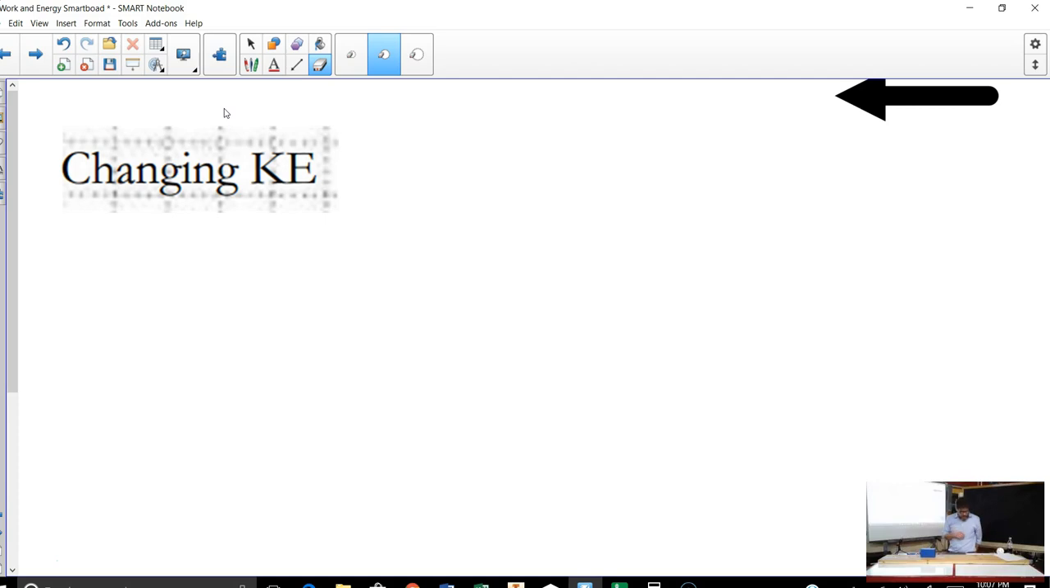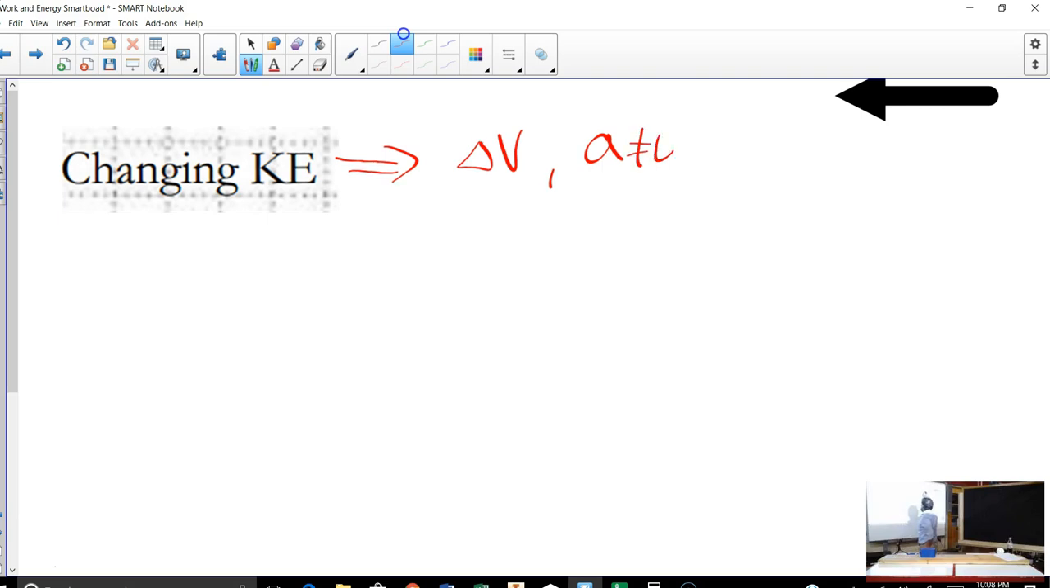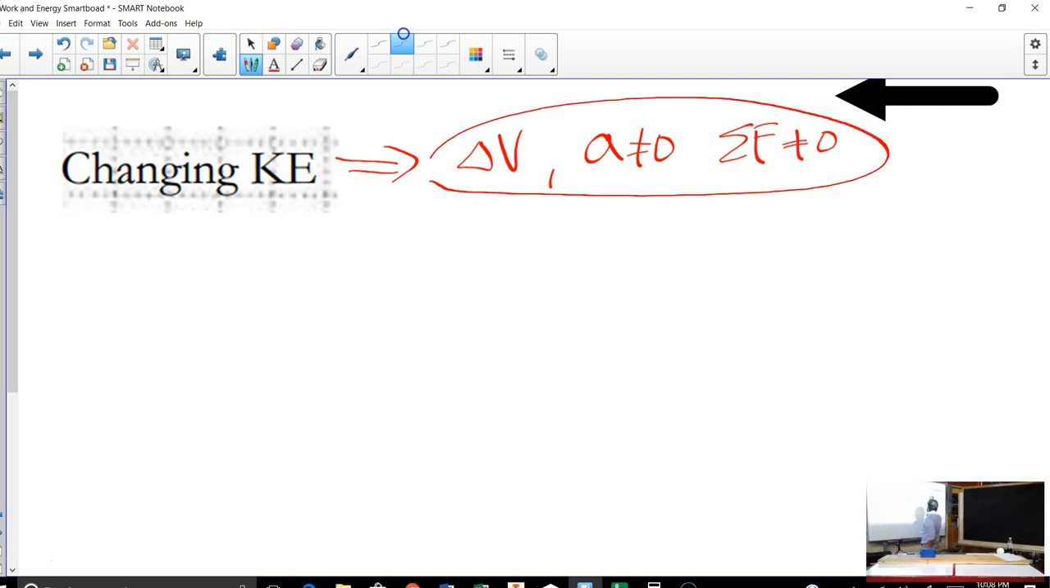So when an object's kinetic energy changes, I want you to simply think this: changing kinetic energy, you want to automatically remember that means velocity changes, there must be an acceleration that isn't zero, and there is a net force that isn't zero. In other words, they exist. They might be negative, but they are not zero. So all of this is true, and if there's net force, there's also got to be net work done on it. That is very important for the next video.